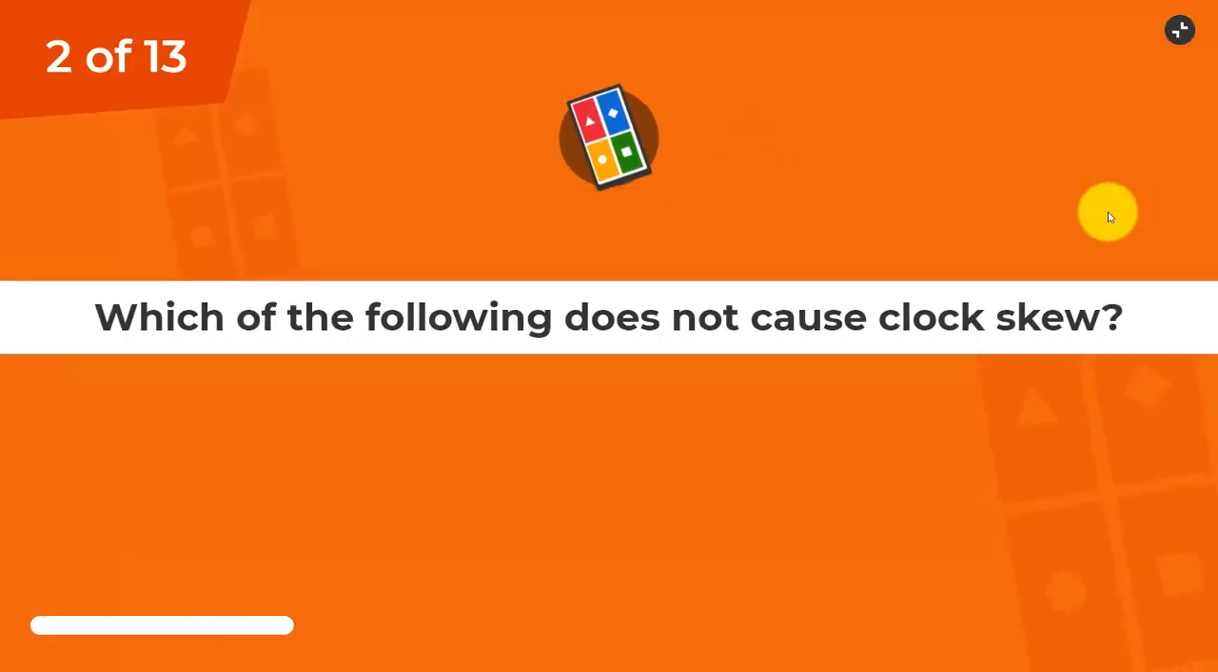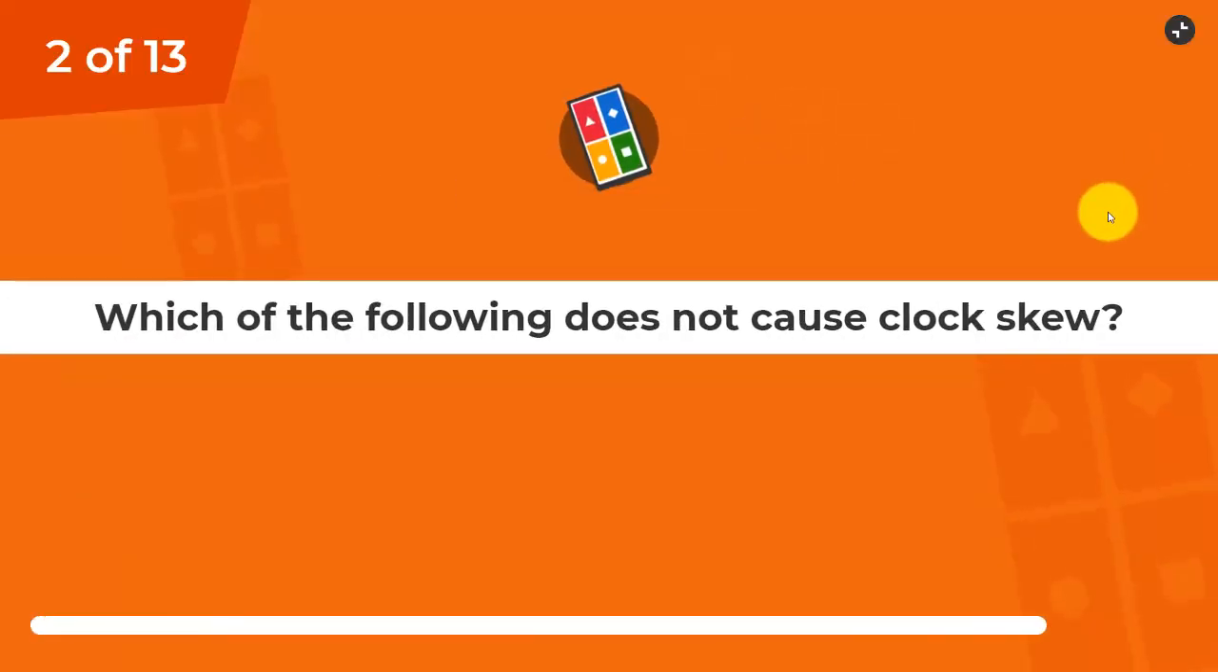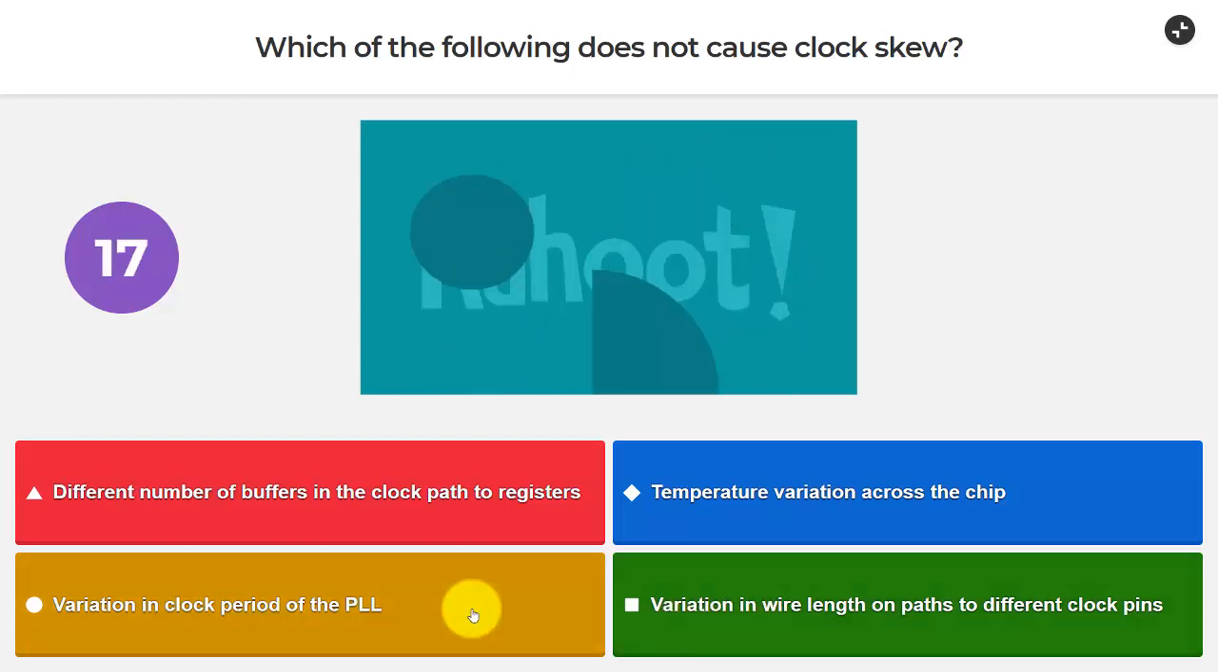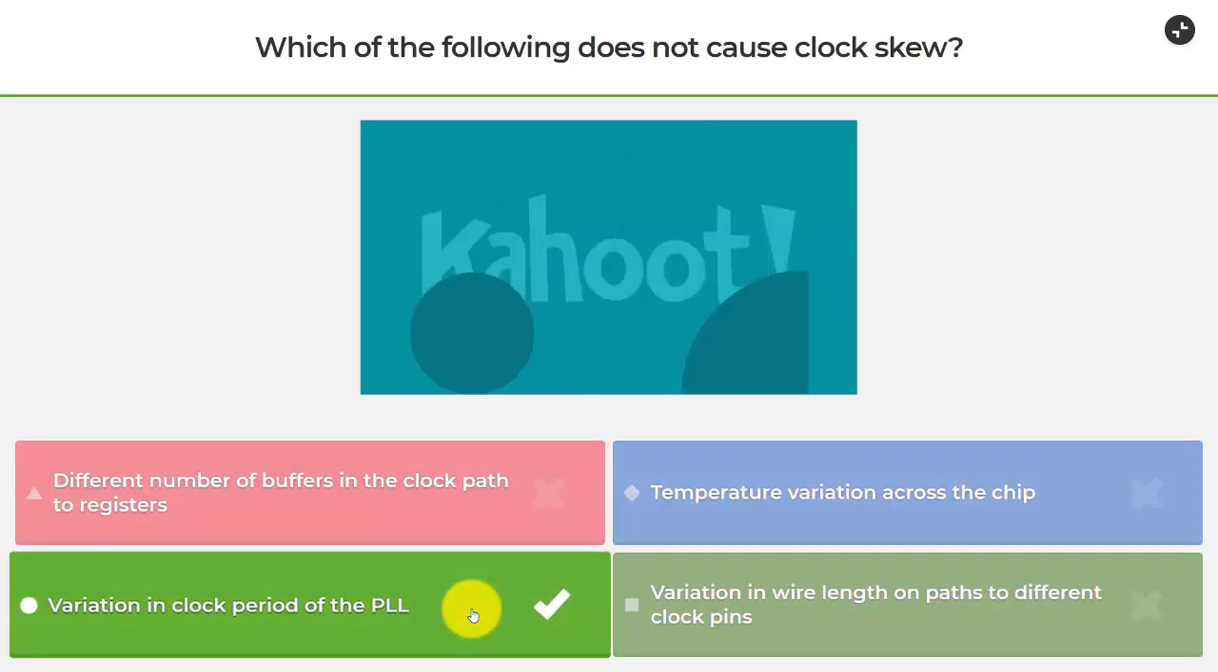So let's go to question 2. Which of the following does not cause clock skew? A different number of buffers in the clock path to the registers, temperature variation across the chip, variation in clock period of the PLL, or variation in wire length on path to different clock pins. So I think it's going to be this one.